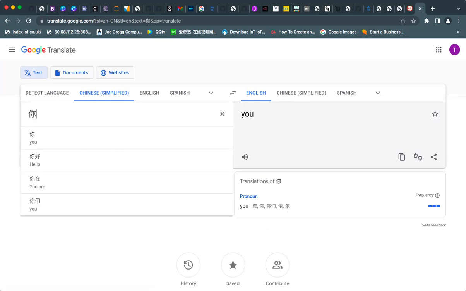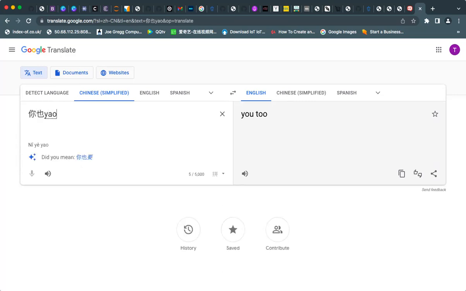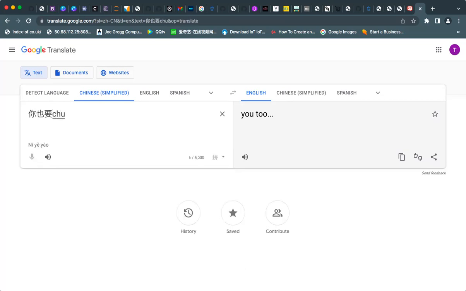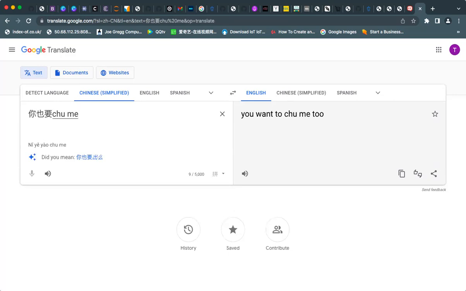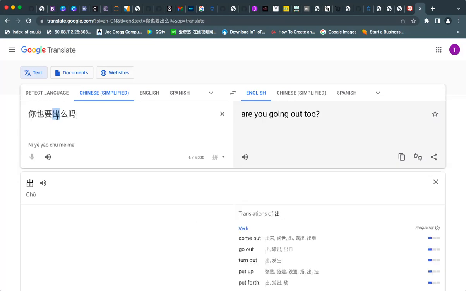Yes. Go ahead. Okay, ni is you, ye is also, and yao I also know is I want this, and then chu men, I don't know, and then ma. Oh, I think men is a dog, and then ma is a question word. Yes, very good. Oh, look at you. You did the whole sentence. See that? Out of six characters, you knew five of them, so that's very good.